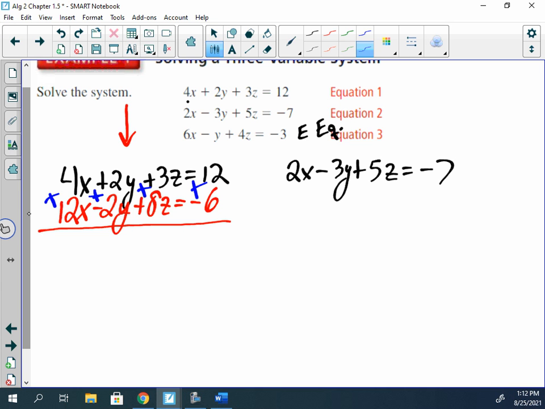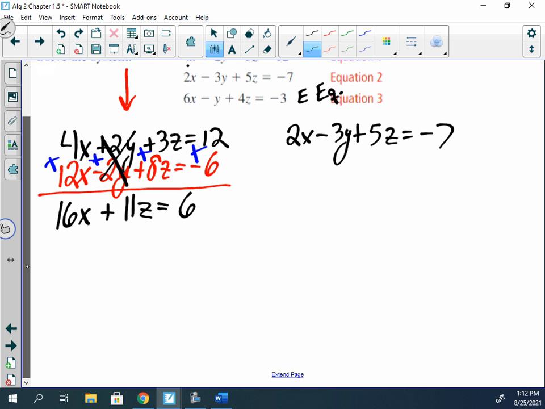So if we take on the rest of it, 4x plus 12x is 16x. 2 plus negative 2, or 2 minus 2 is 0. That's what we wanted. 3 plus 8 plus 11z is equal to 12 plus negative 6 is 6. So in doing this once, we now have an equation with two variables. So we're getting closer. Any questions on what we've done so far?